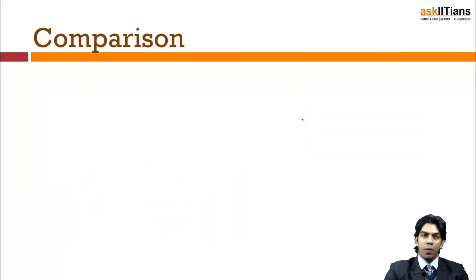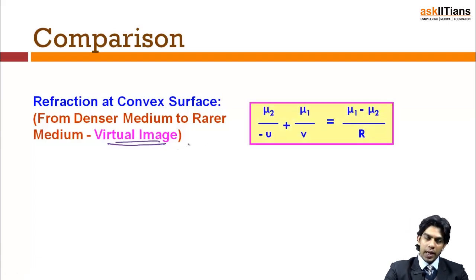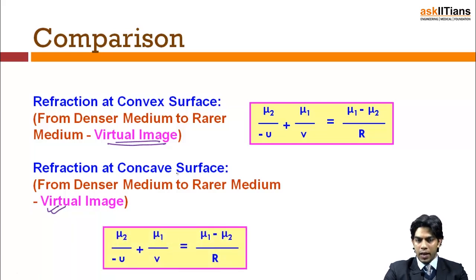Now let's compare whatever we have studied for refraction through spherical surfaces. Refraction at convex surface from denser medium to rarer medium will end up, let's say, having a virtual image. Again, this particular expression: mu2 divided by minus U plus mu1 by V is equal to mu2 minus mu1 by R. Refraction at concave surfaces ends up getting a virtual image. The expression corresponding to this will be again the same one, keeping in mind that mu1 and mu2, the roles are swapped. So what you need to keep in mind is always this; it will come in handy.